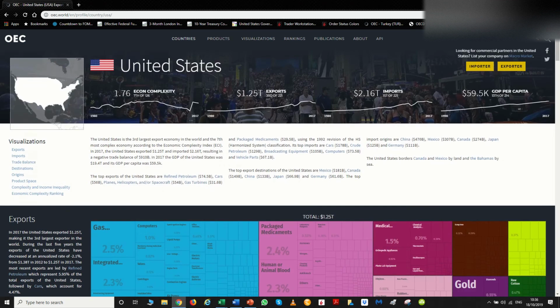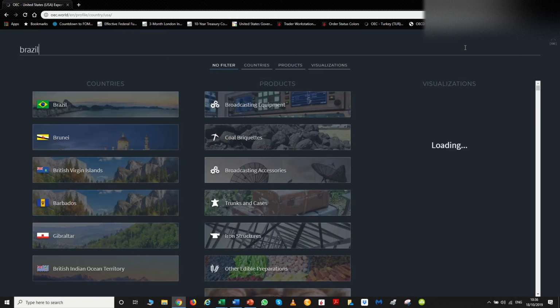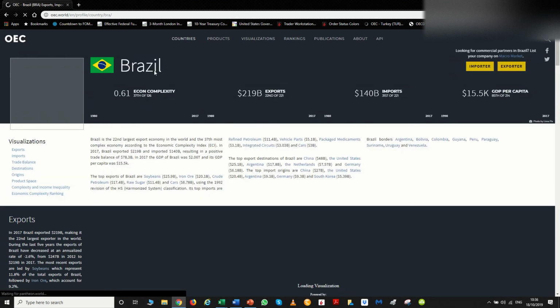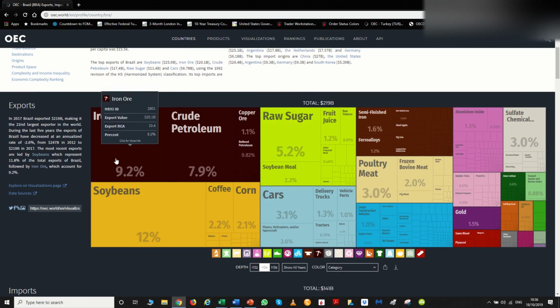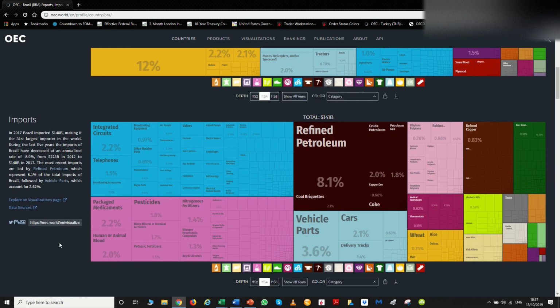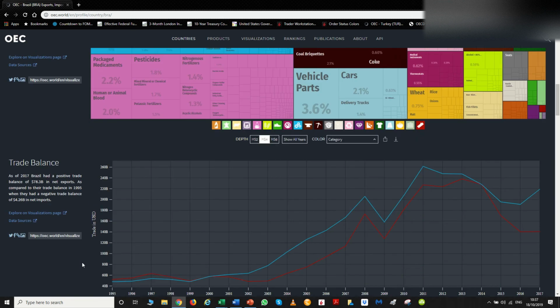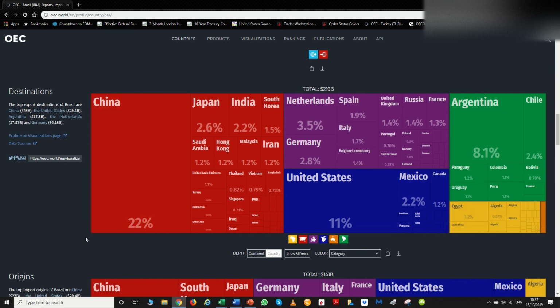So if we type in a commodity dependent nation, say, I don't know, Brazil. Just click on that. We can see, again, very quickly, the data. We can see that they're exporting iron ore, soybean, crude oil, raw sugar, as you would expect, because they're famous for that. And they're importing more finished goods, more tech goods type stuff. And then we can see their trade balance here. We can also see where it's going. Obviously, China again, and the United States, as you would imagine.